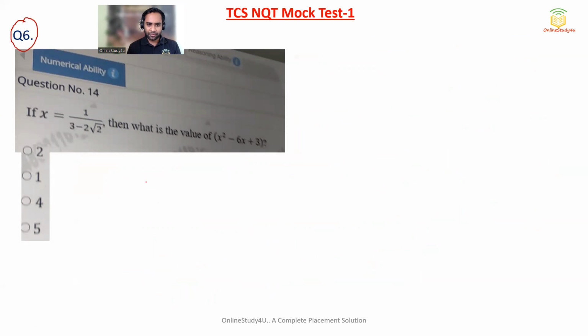Question number 6. 1 divided by 3 minus 2 root 2. And what is the value of x square minus 6x plus 3?